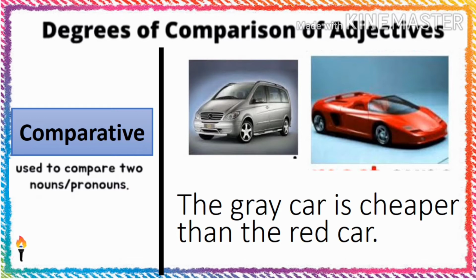How many nouns are being compared? There are two. What are those? The gray car and the red car. What is the word used to compare them? Okay, we have the word cheaper. Cheaper is an adjective in the comparative degree because it is used to compare two nouns.